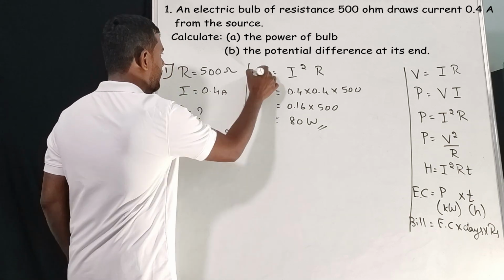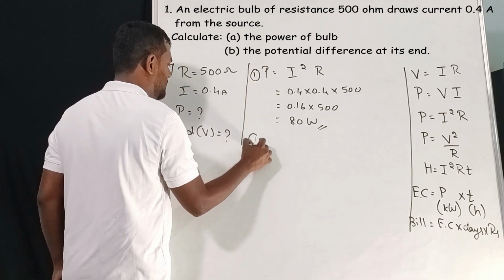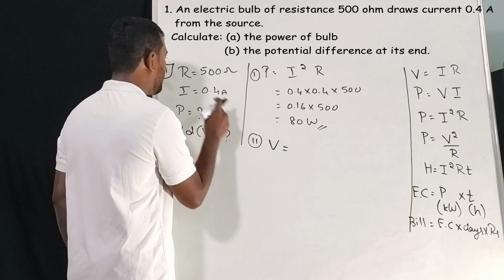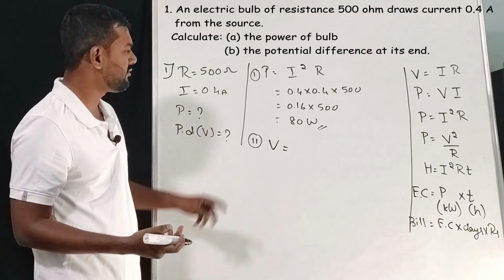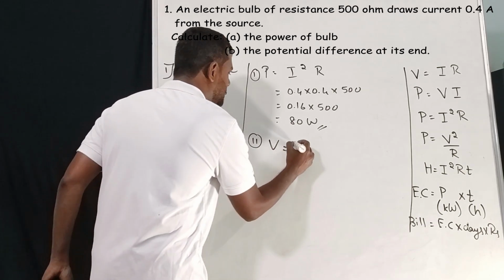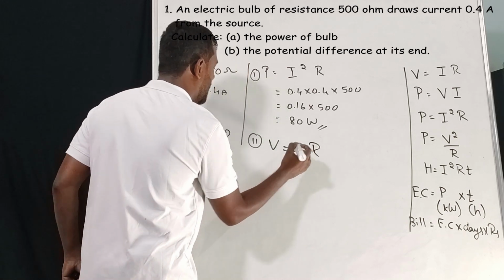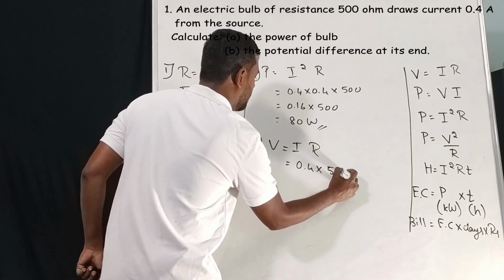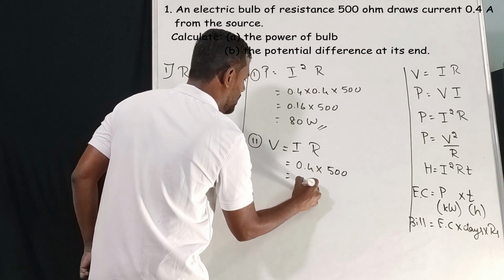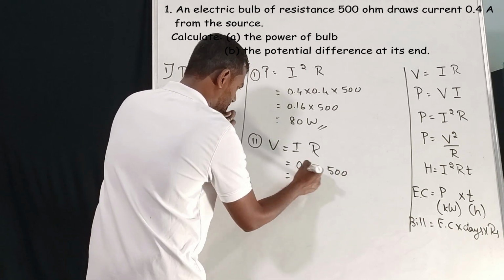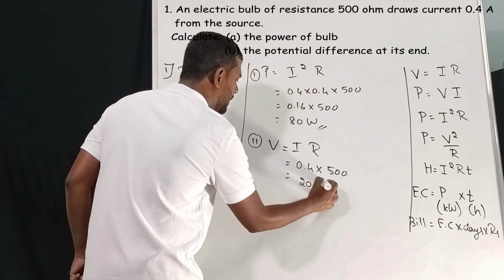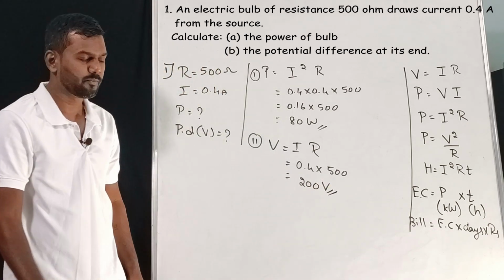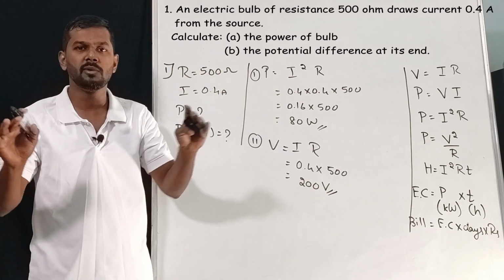This is the first sub question. Second sub question, we need to find voltage. When I and R are given, according to Ohm's law we can find the answer. V is equal to I into R. I is nothing but 0.4. R is 500. 4 fives are 20. Next, for 1 zero, one decimal point will go, so 200 volts. That's it. Again, this is my method. You can use any method to calculate.